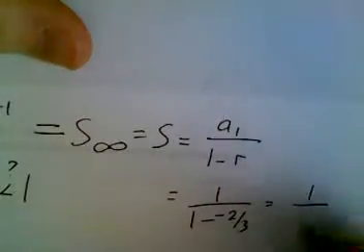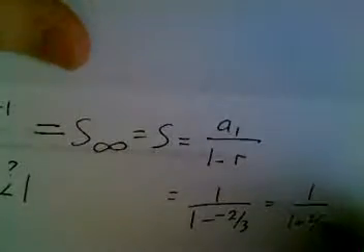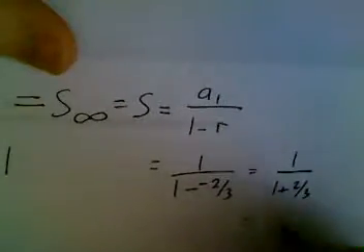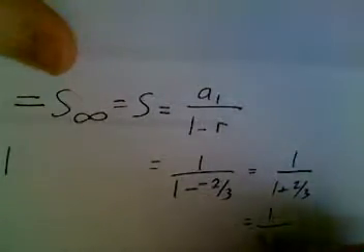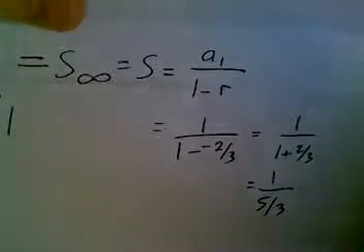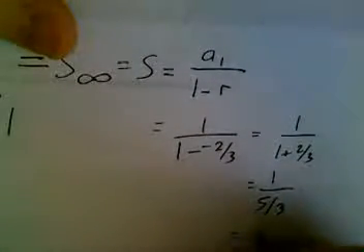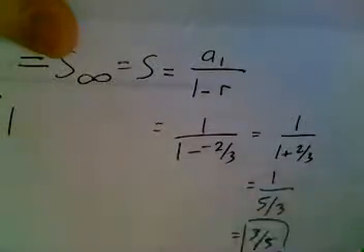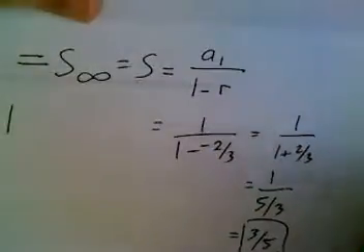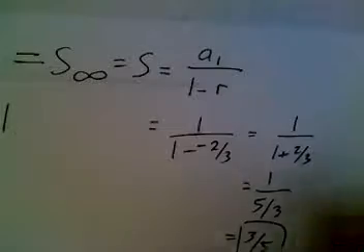So this thing is 1 over 1 minus negative 2/3, or 1 plus 2/3. That's going to give me 1 over 5/3. And therefore, doing keep, flip, change, I get 3/5. This nicely converts to 3/5, which is not a very difficult problem.